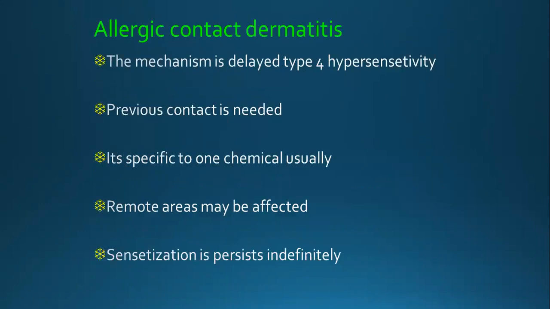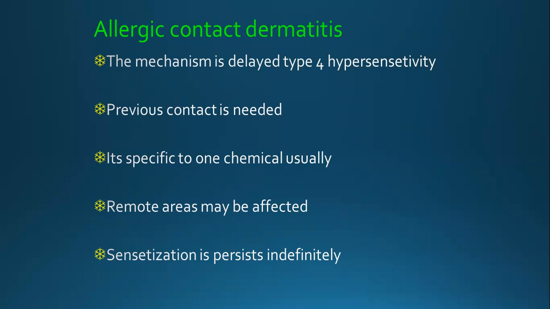Then allergic contact dermatitis. Mechanism is delayed type 4 hypersensitivity. Previous contact is needed. It's specific to one chemical usually. Remote areas may be affected. Sensitization is persistent indefinitely. Once it develops, it takes a little time to develop.